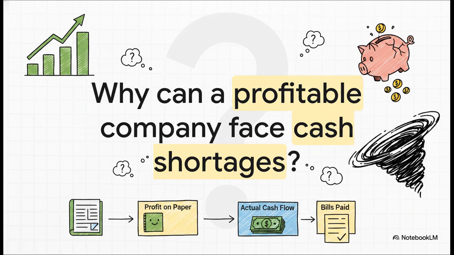So think about this for a second. Why on earth can a highly profitable company still face massive cash shortages? I mean, we all naturally assume that a profitable business is automatically a cash-rich business, right? But the crazy reality is, a company can be wildly profitable on paper and literally still go bankrupt just because they ran out of actual physical money to pay their bills. So how does that even happen?